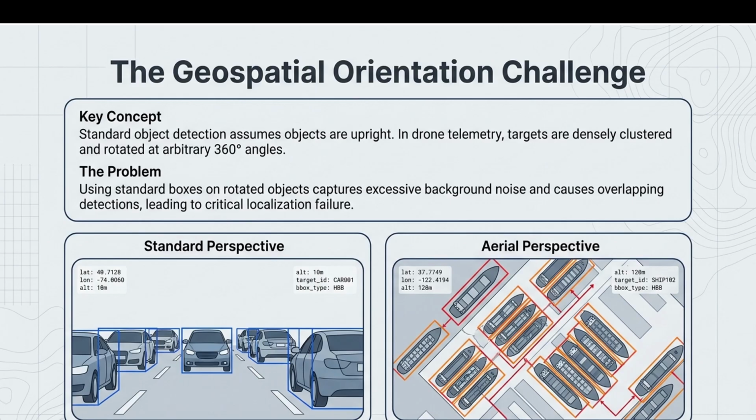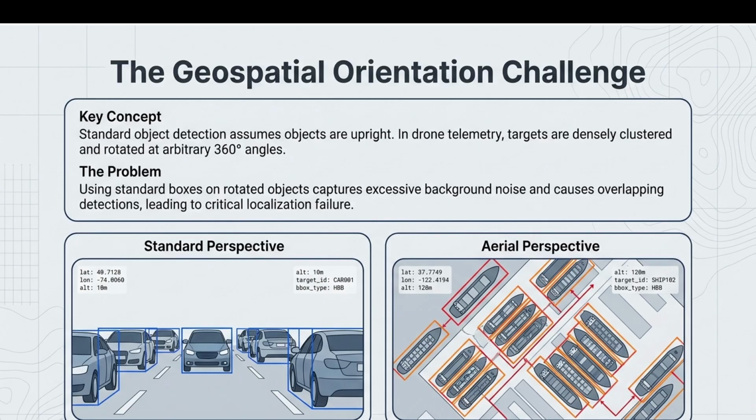First of all, we need to know some key concepts about geospatial orientation challenges. Standard object detection assumes objects are upright. In drone telemetry, targets are densely clustered and rotated at 360 degree angles. Using standard boxes on rotated objects captures excess background noise and causes overlapping detections, leading to critical localization failure. So this is the main purpose to use the oriented box.